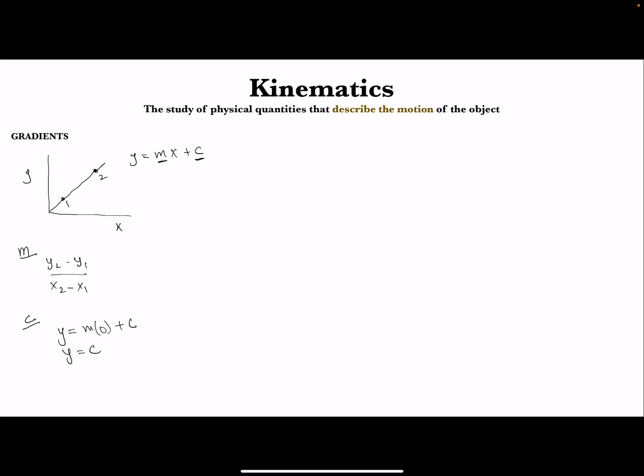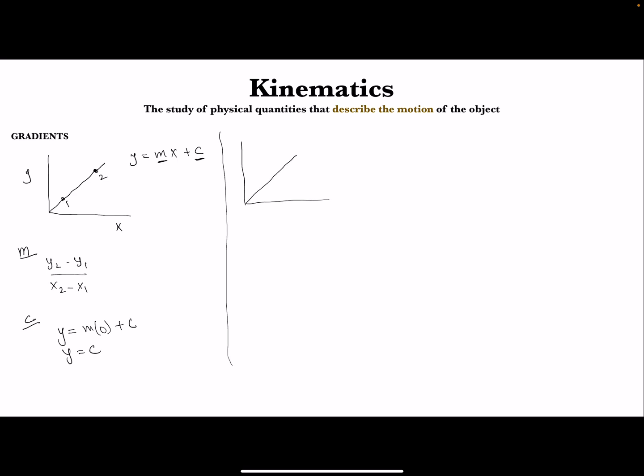All right. So these two, the gradient and the intercept, are important to know, like the idea behind them. All right. So for a linear graph, let me draw it once more over here.